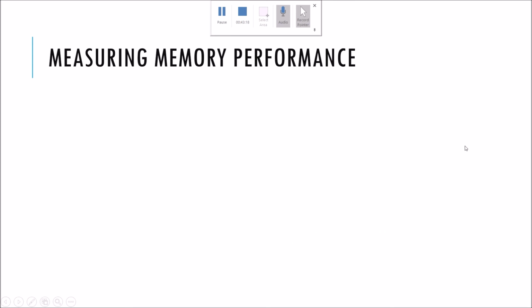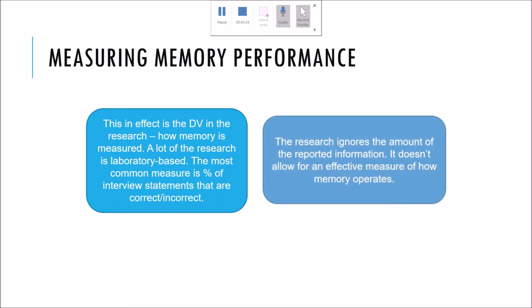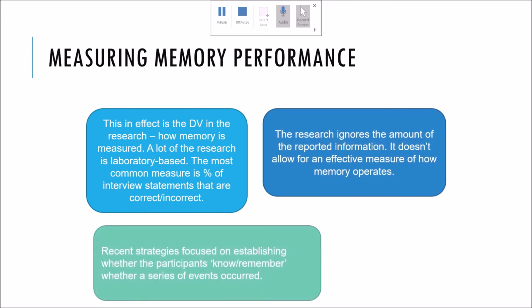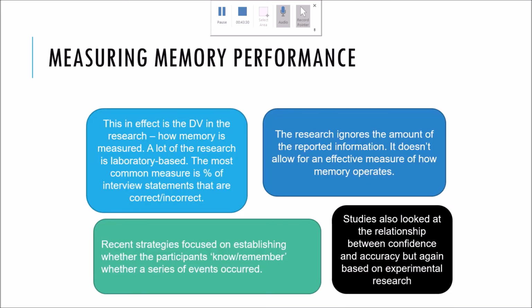Next one, measuring memory performance. So when we're measuring memory performance, we usually look at essentially the percentage of interview statements that are correct, or the absolute number of correct and incorrect statements.